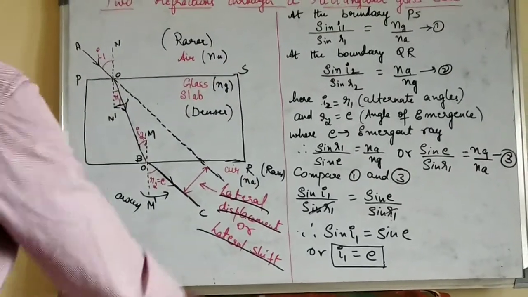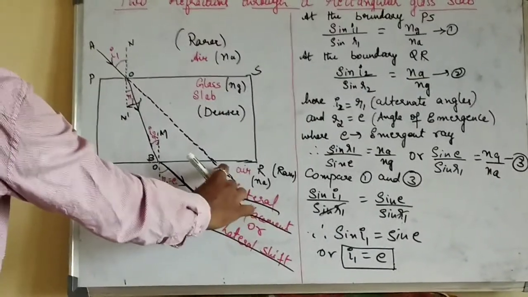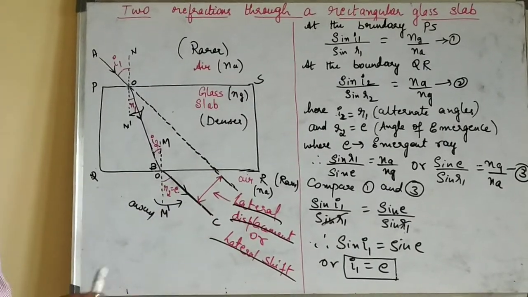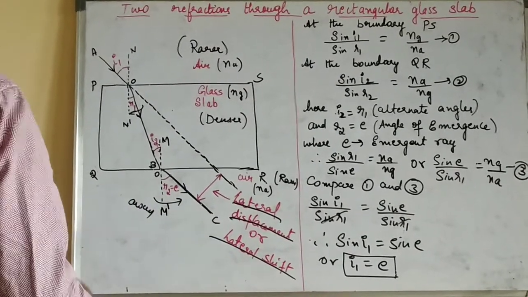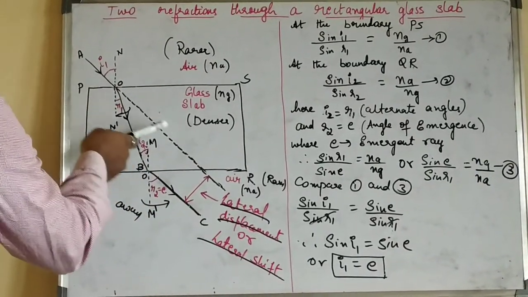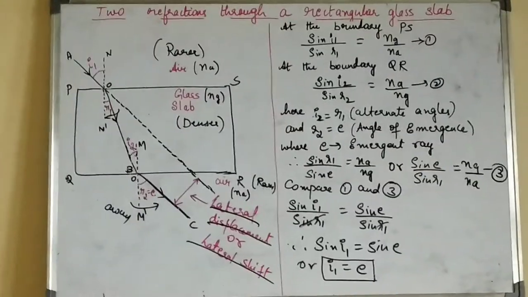Understood? And one more concept in this is lateral displacement or lateral shift. Very important. What is lateral shift? Lateral shift is the displacement between the emergent ray and the undeviated incident ray. Okay? So that is the concept.